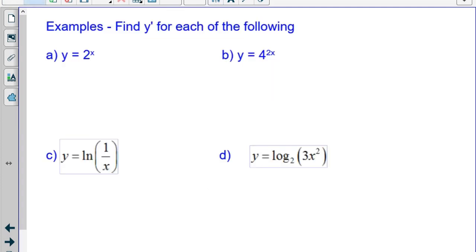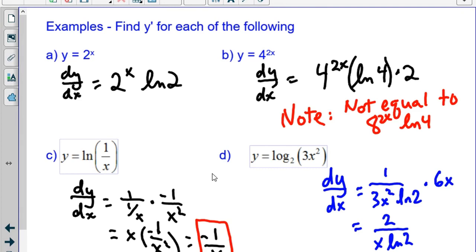So real quick, I want you to do some practice, and then I will put some answers up. Here are the answers to the first four.